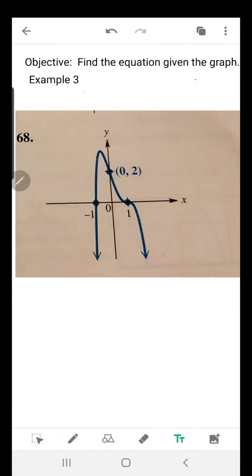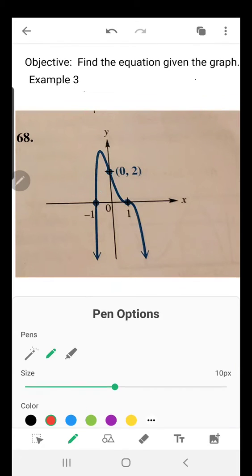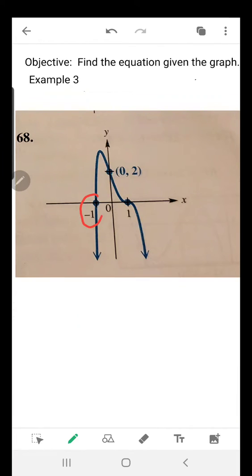Okay, so hey guys, our objective is to find the equation given the graph. We're going to look at example 3, and we have the graph here, so the first thing we're going to do is locate our zeros again. So I'm locating my zeros, which are here at -1, and here at 1. So we have 2 zeros.